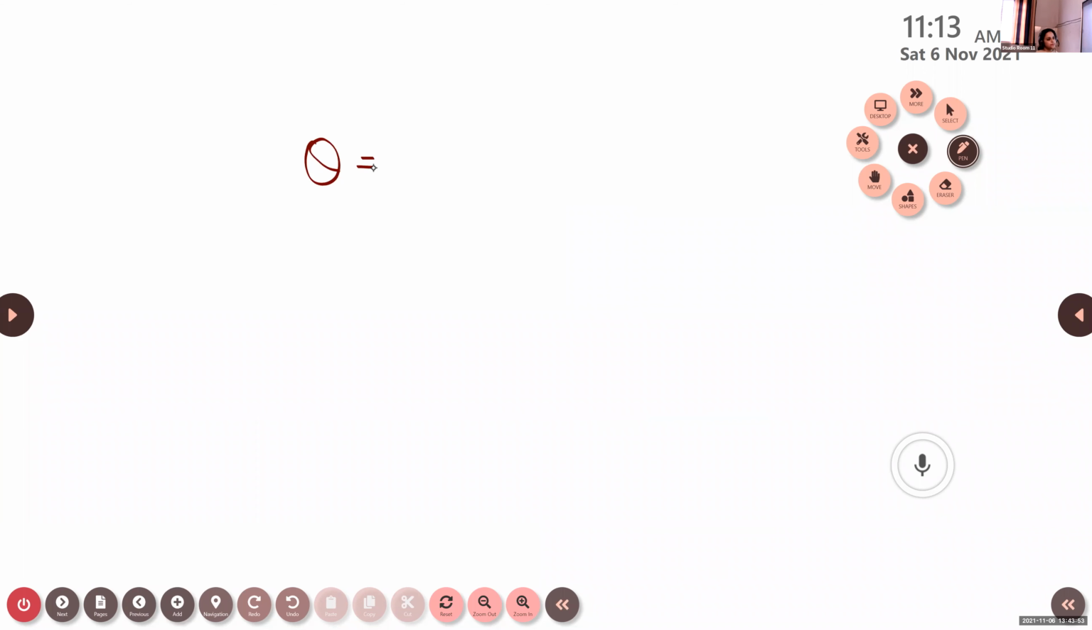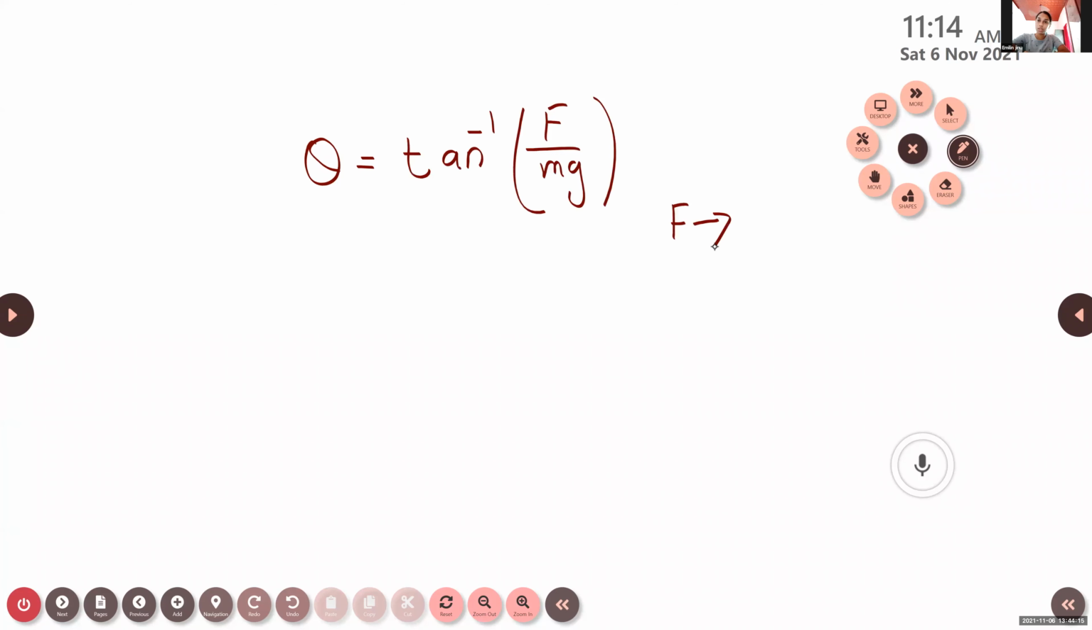Theta is equal to, Emilin, it's right. Theta is equal to tan inverse F divided by mg. Yes, tan inverse F divided by mg. And try to differentiate each term present in this equation. What does F stand for? F is the horizontal force. Very good. And what is mg? The action force acting downwards. Yes, mg is the action force, which acts downwards.